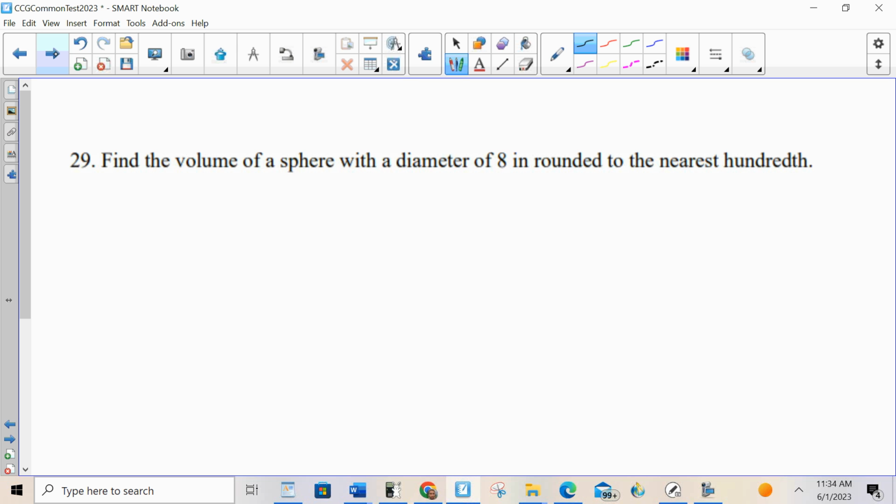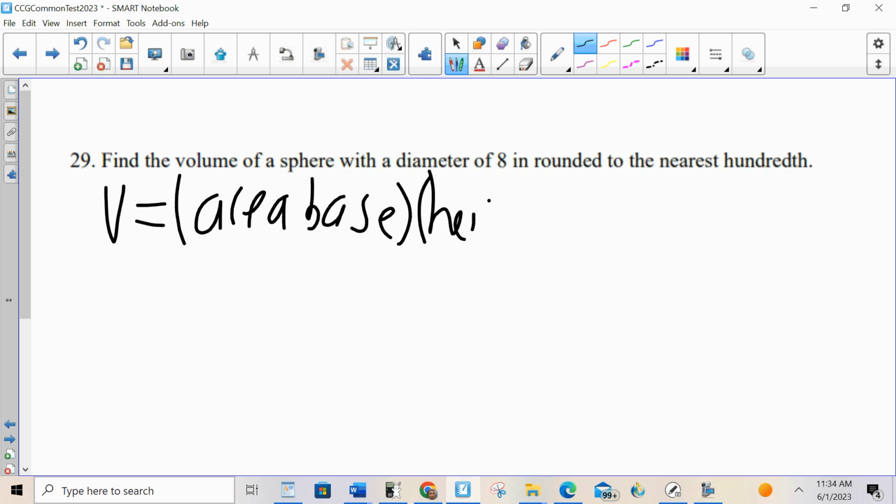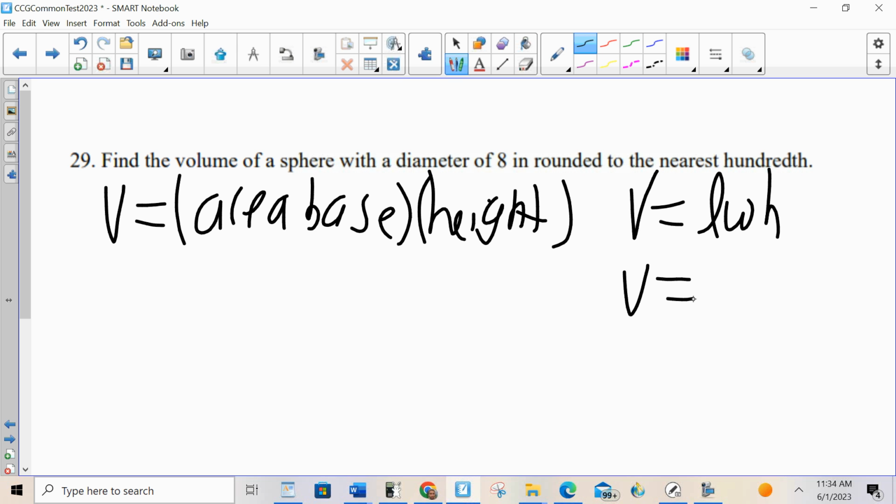Great. Volume. Volume equals the area of the base times the height. Let's talk about our volume formulas. Most of them are given to you on that reference sheet. So in general, volume is always the area of the base times the height. For rectangular base shapes, you're going to have length times width times height. And for circular base shapes, you're going to have pi r squared times the height.